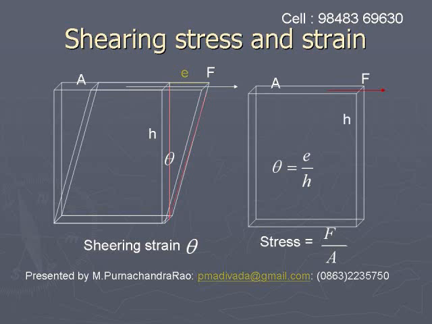And strain will be equal to e by h, which will be equal to theta when theta is very small. e is the elongation, h is the perpendicular distance. So e is the change in dimension, h is the original dimension. Hence, e by h is the shearing strain. F by A is shearing stress and theta is shearing strain.